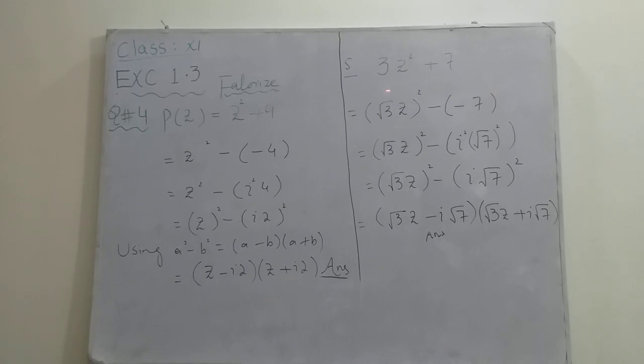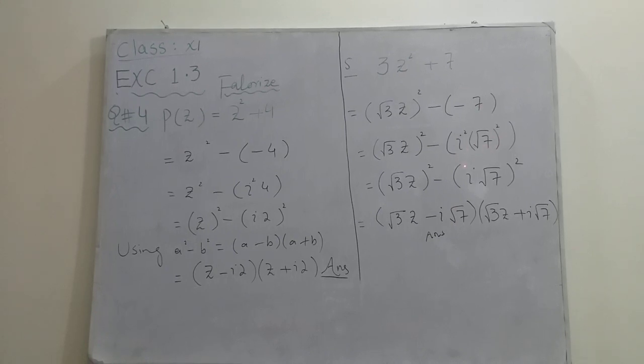Now question number 5, 3z square plus 7. Now how to write these two numbers in the form of whole square? We can write for 3 square root 3 whole square, and for z square z whole square. So for 3z square we will write square root 3z whole square. And now again converting this plus into minus. How? Minus into minus 7. Now writing for this minus 1 iota square and writing for this 7 square root 7 square.